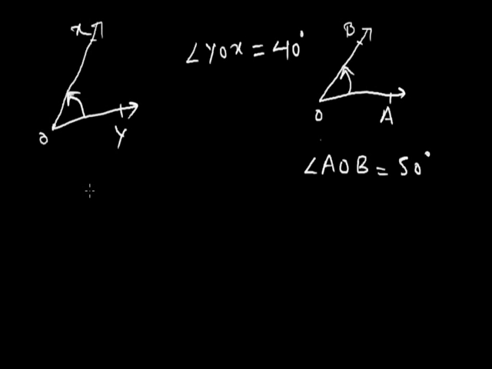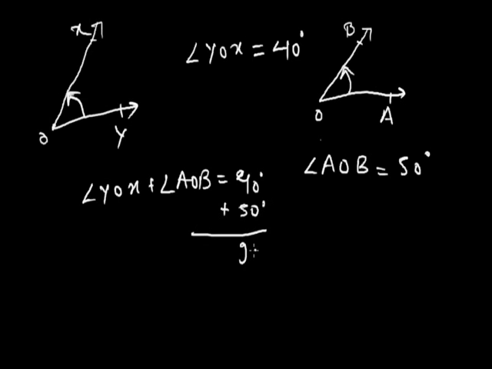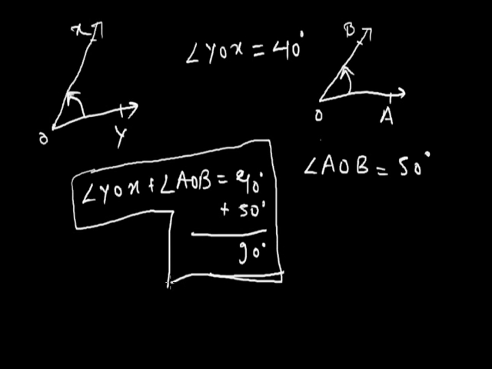Now we can see that angle YOX plus angle AOB equals 40° plus 50°. That means their sum is 90°. So they are fulfilling the definition of complementary angles. That's why angle YOX and angle AOB are complementary angles and they are complement of each other. This means that angle YOX is complement of angle AOB and angle AOB is complement of angle YOX.